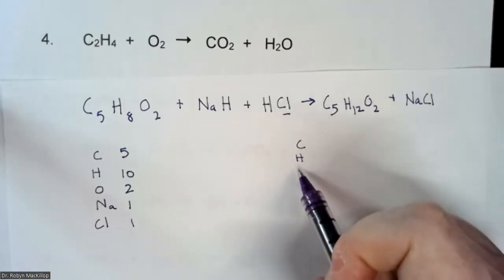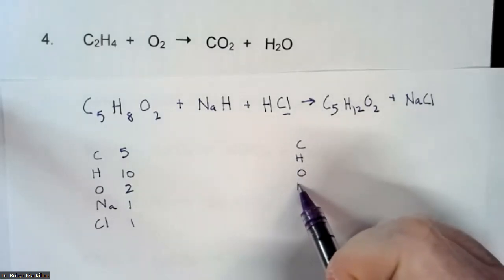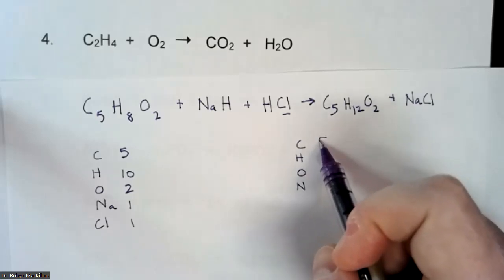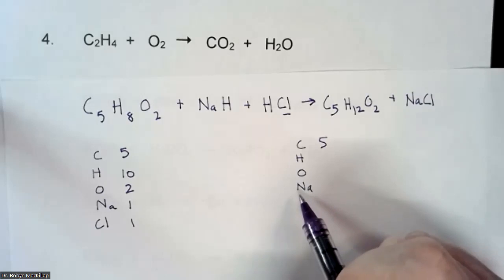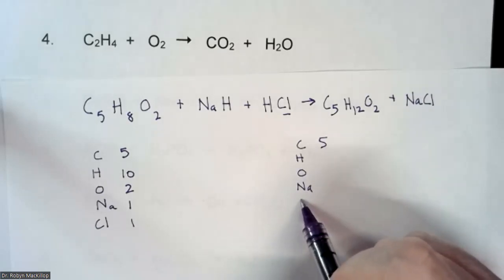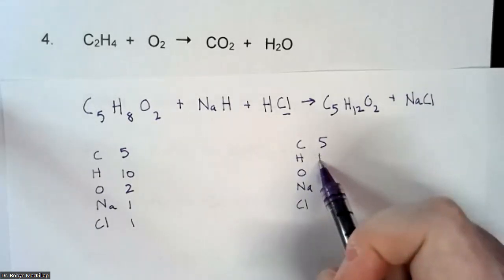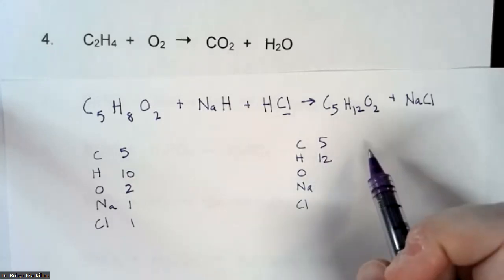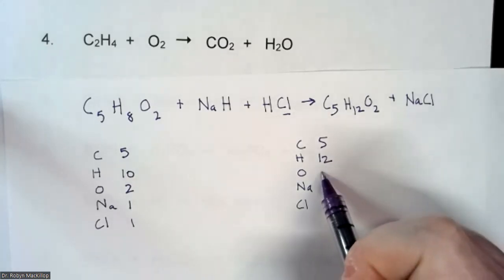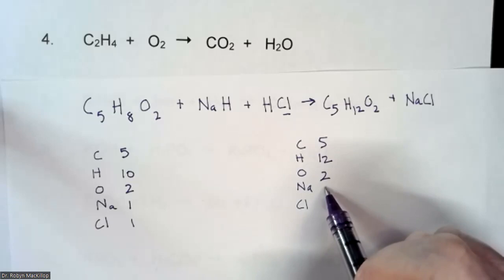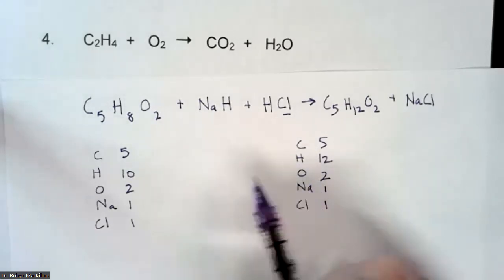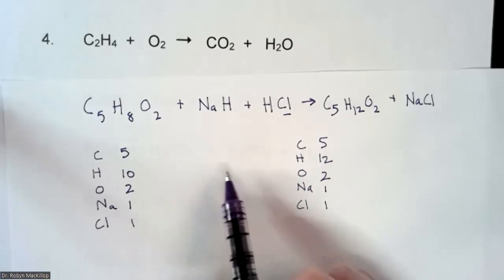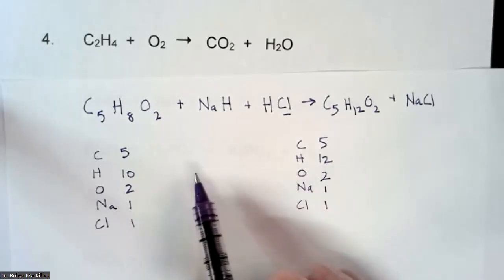And then on this side, how many C's? 5. Yes. How many H's? 12. Then C, H, O, Na, there we go. 12 H's. How many O's? 2. Na? 1. And Cl? 1. All right, so far, it looks like we just need to deal with our H's, doesn't it?